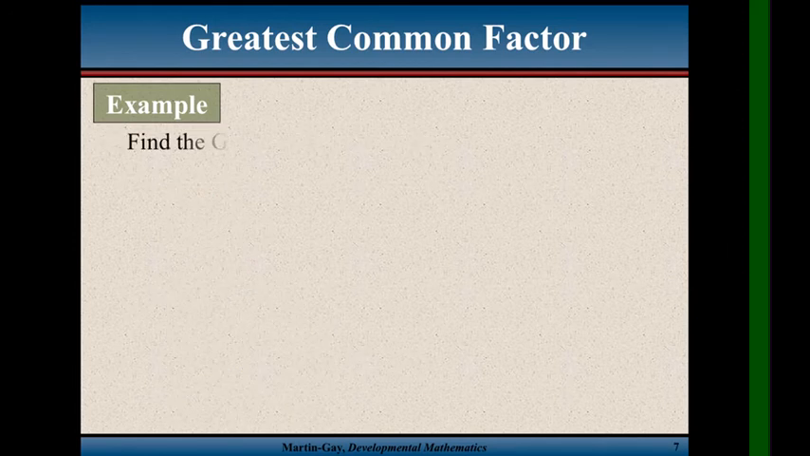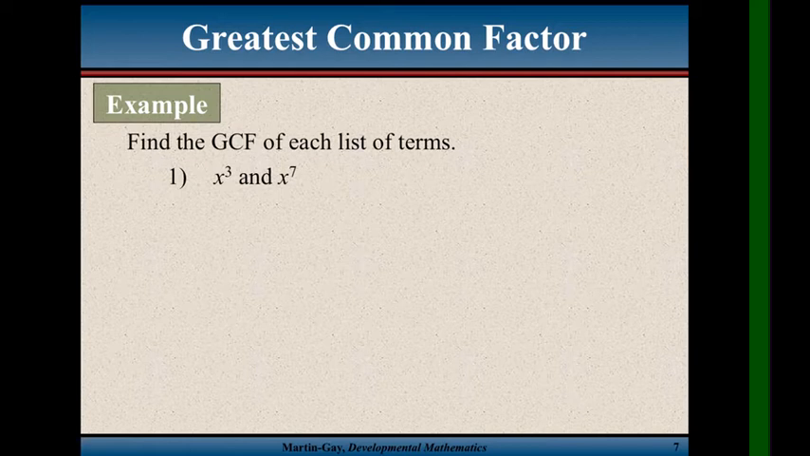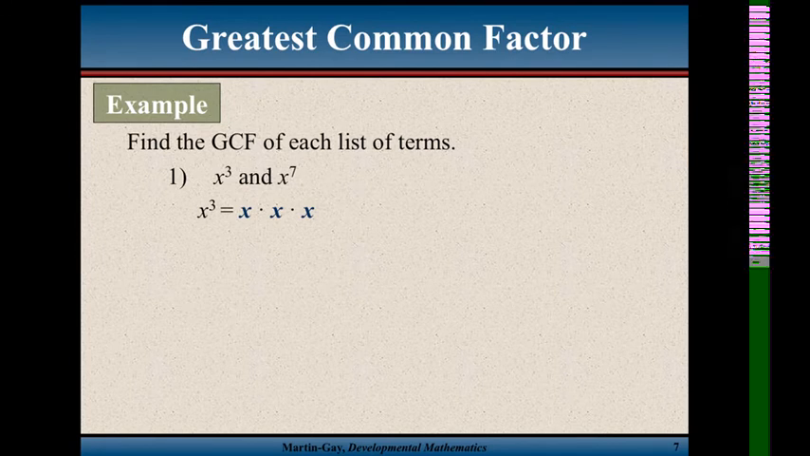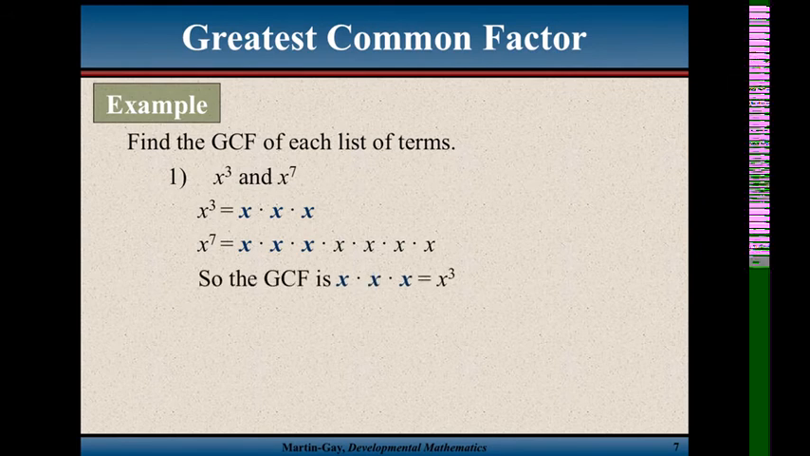Now find the GCF of each list of terms. So what do you think is the GCF of this? We have two terms here: x cubed and x raised to the 7th power. For this one, we have x cubed equals x times x times x. And for x to the 7th, we have x times x, and so on. So we have the GCF of x cubed for this particular example.